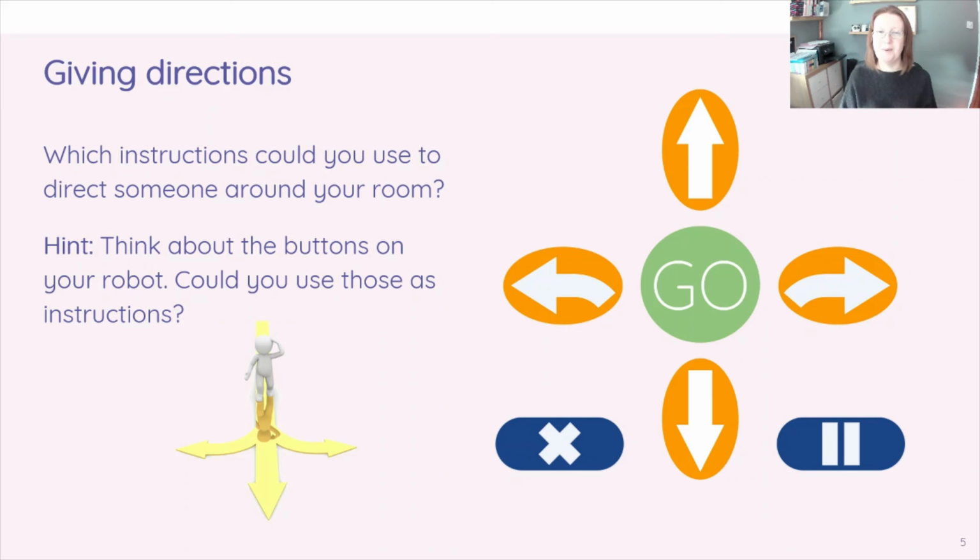And then you could swap over and you can become the robot. So have fun being a robot. Really think about those instructions. Remember, the robot can only follow the instructions that it receives. Have fun. I'll see you next lesson.